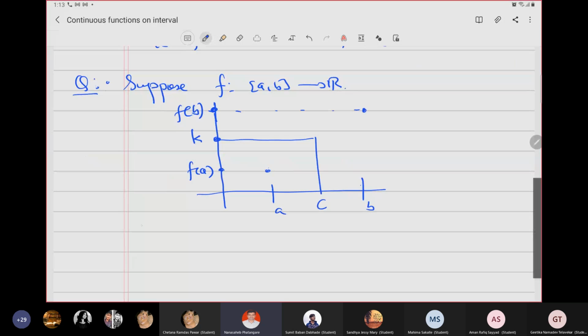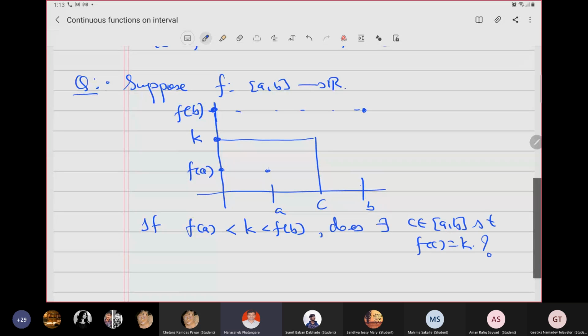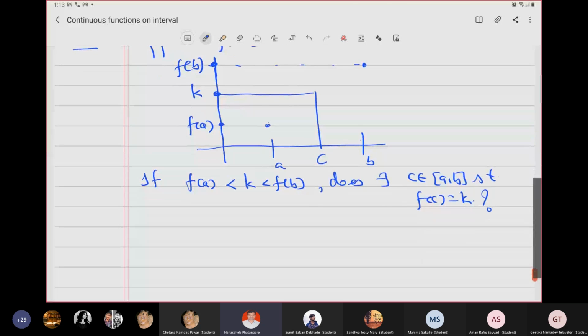So if f is continuous, and f of a is less than k less than f of b, then does there exist c belonging to (a, b) such that f of c is equal to k? This is a question. That means if you have f of a and f of b, will the function fill up everything between f of a and f of b? This is a question, right?